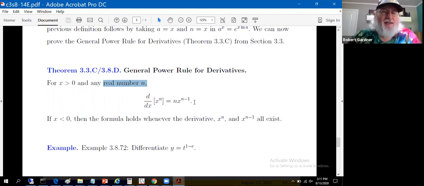So we had stated this in section 3.3. It was theorem 3.3 part C. We didn't prove it. I think we may have even used it along the way. Well, we got the equipment to prove it now, so we're going to prove this. Claim: the derivative of x to the n is n x to the n minus 1, where n is any real number, and positive. If n is negative, then this holds basically if nothing goes wrong. If the derivative exists, x to the n exists, and x to the n minus 1 exists. All three of these exist. The real concern is square roots and negatives, ultimately, even though you're dealing with irrational exponents.